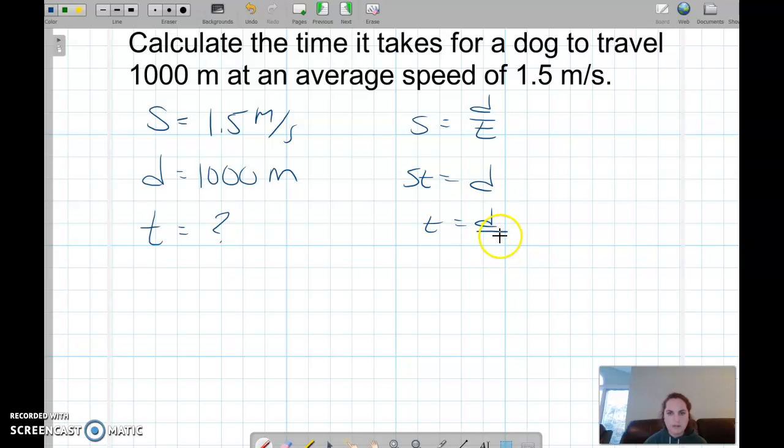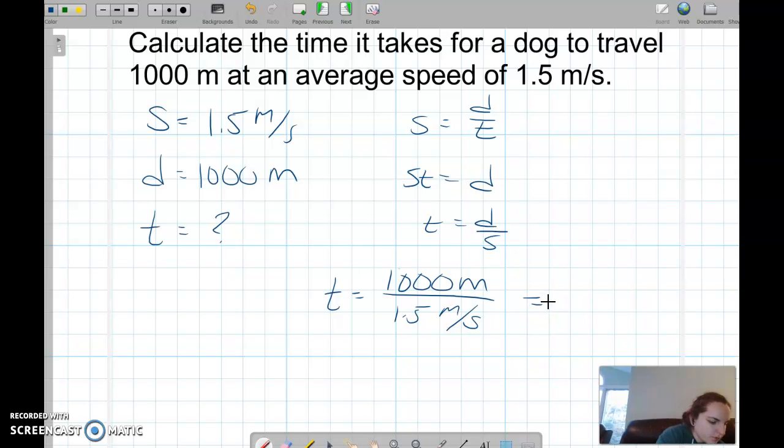So time is equal to distance over speed. All right, so t is equal to 1,000 meters divided by 1.5 meters per second, and I'm going to be left with seconds here. So I go ahead and grab my calculator and I do this out and I get a very scary number, 666.67 seconds. All right, let's go on to the next one.